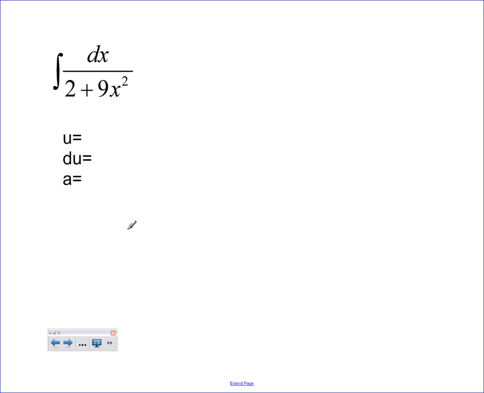Here we go. What are you thinking for a form? Hopefully you thought arctan. Okay, so it's an arctan because it's a constant squared plus a variable squared. And if it was 9x squared plus 2, that's the same thing, right? So u in this case is going to be 3x, because 3x times 3x is 9x squared. That means du is 3 dx. And a is, well, the square root of 2.